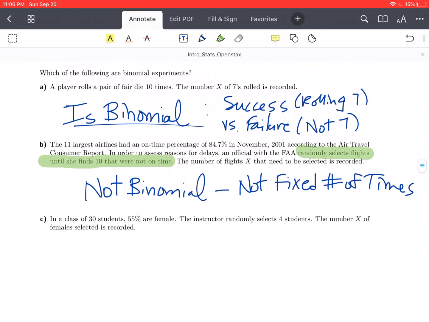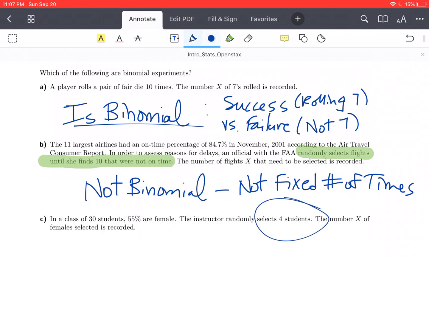And then for part C, in a class of 30 students, 55% are female. The instructor randomly selects 4 students. The number X of females selected is recorded. Okay, so is this a binomial experiment? Do we have an experiment performed a fixed number of times? Yes, they're selecting 4 students.